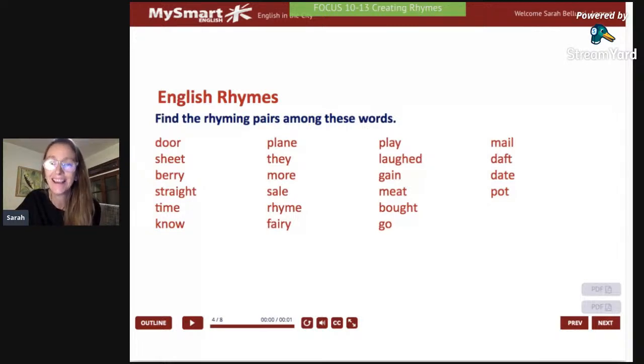Sail, mail. Very good. Sail, mail. What about this one here? Let me find it. What about this one? The past simple of the verb to laugh. I say laugh, other people say laugh. With my Irish accent, I say laugh.